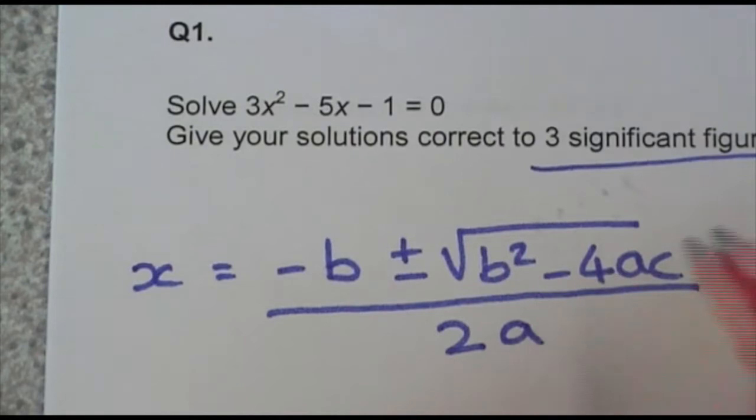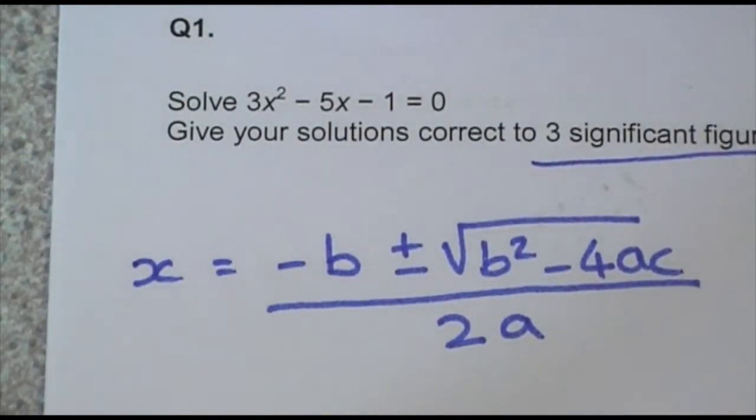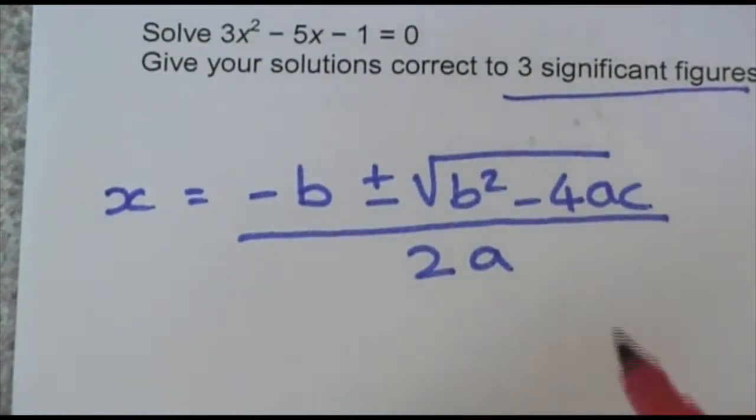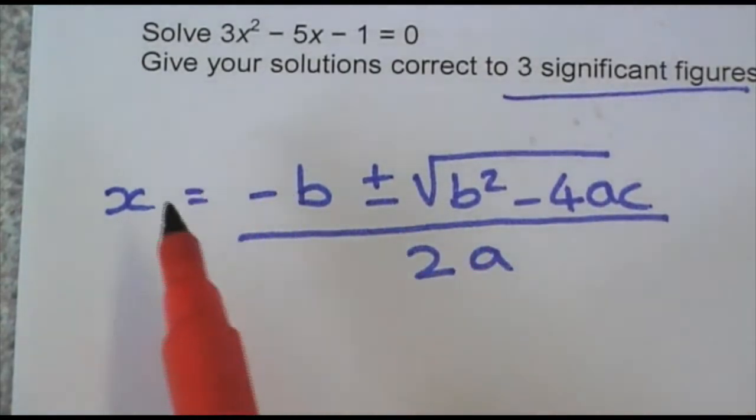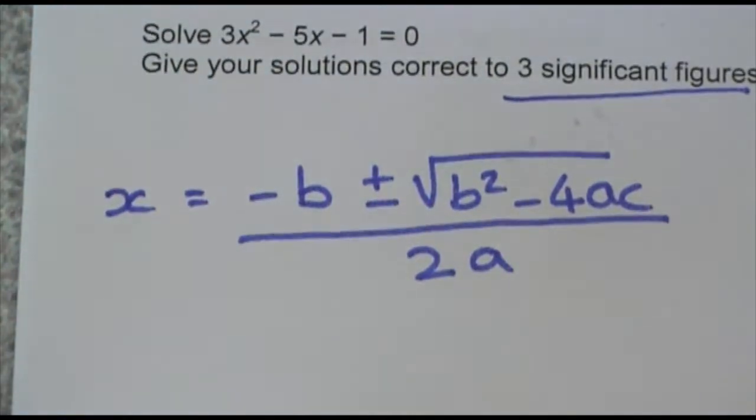by 2a. And if you're in my class, you know exactly how difficult that was not to sing, because I do have a very good song for that. But we'll just write it down this time. So x equals negative b plus or minus the square root of b squared minus 4ac divided by 2a.